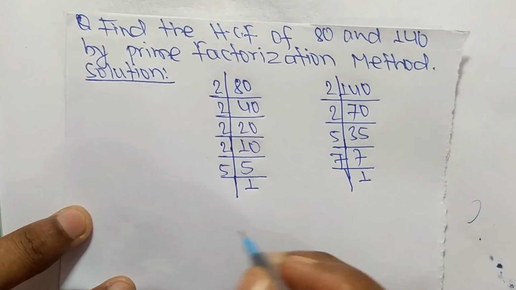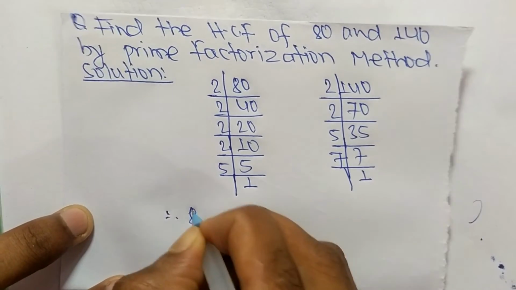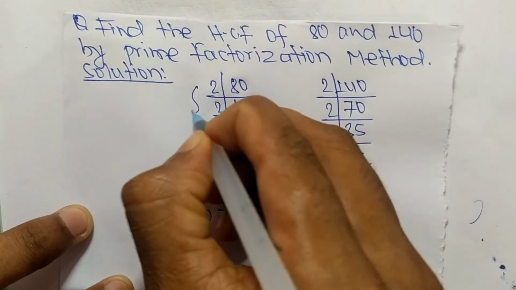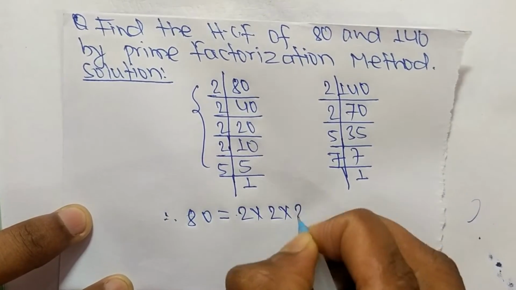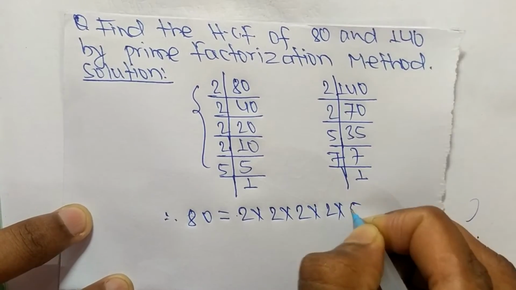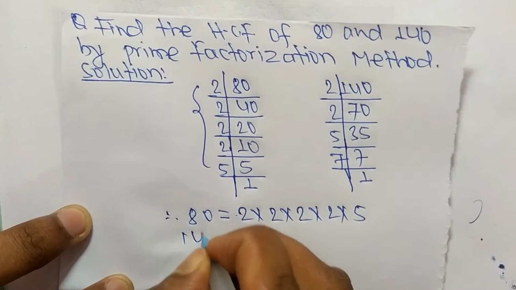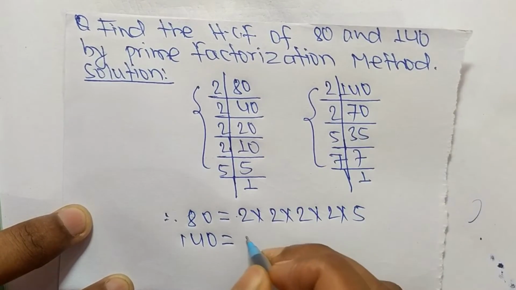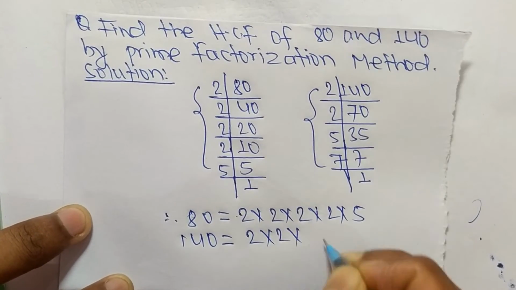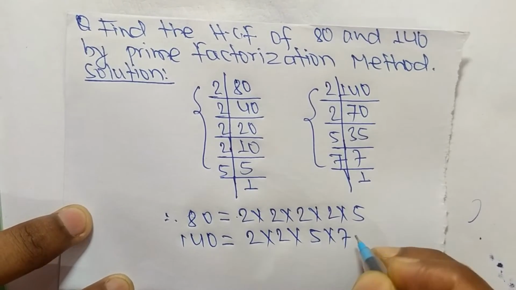So from these prime factors, we can write 80 is equal to 2 times 2 times 2 times 2 times 5. Likewise, 140 is equal to 2 times 2 times 5 times 7.